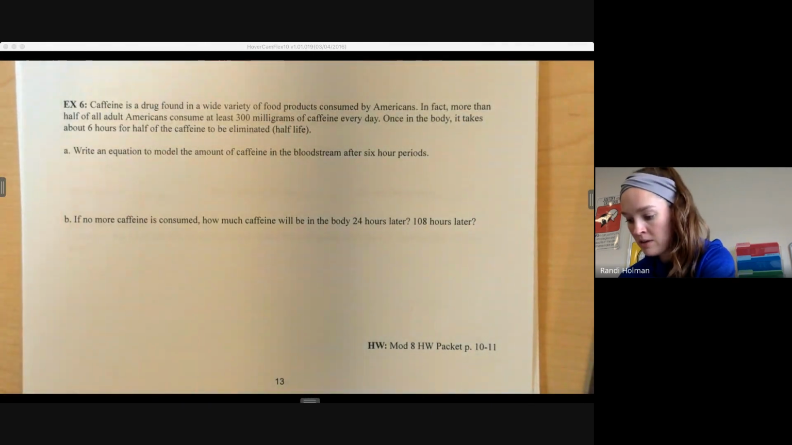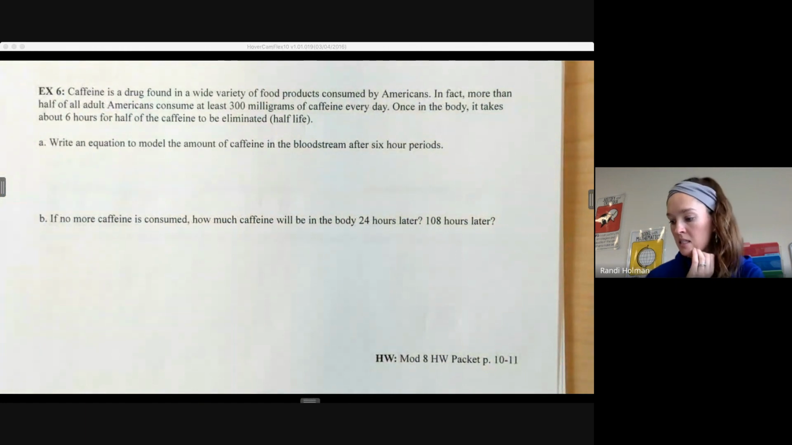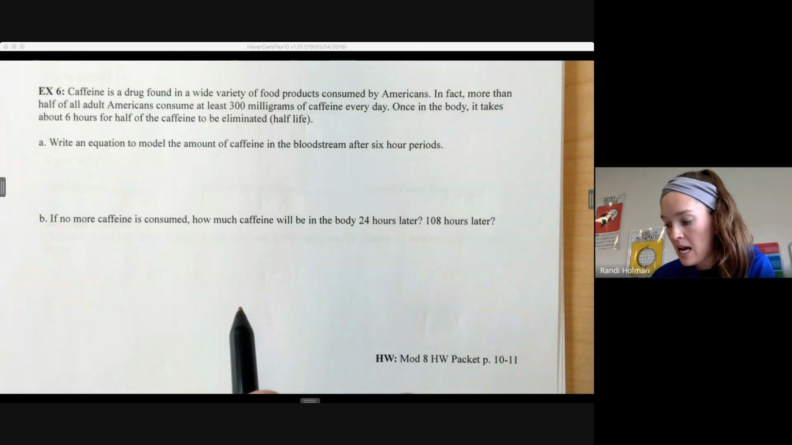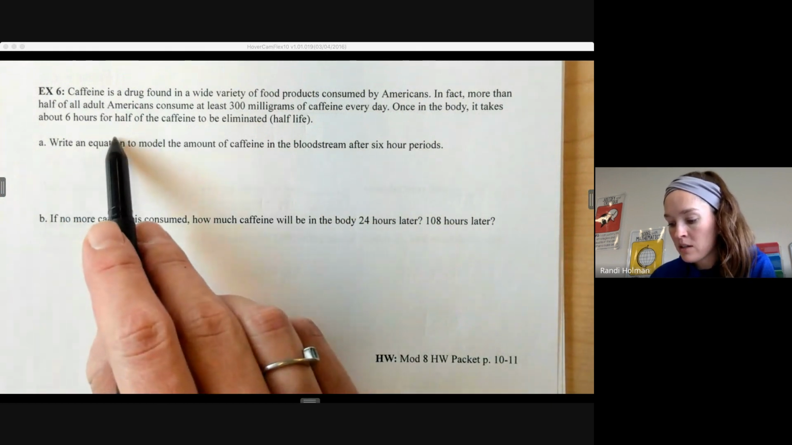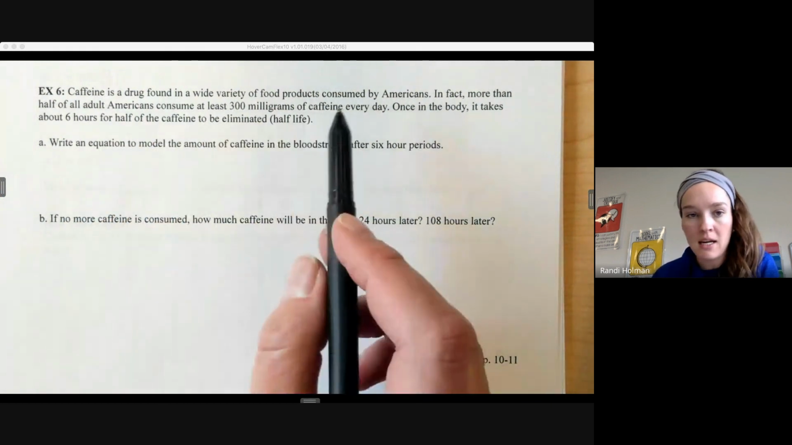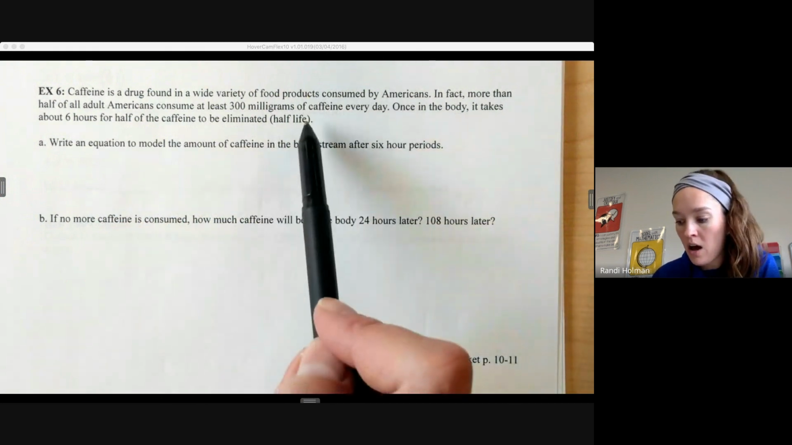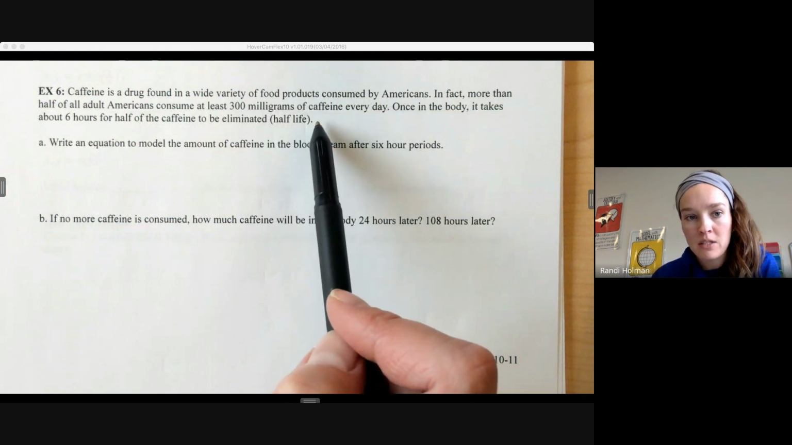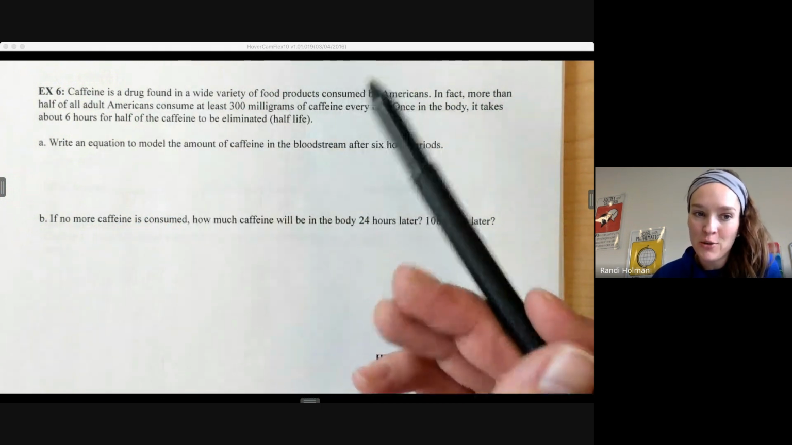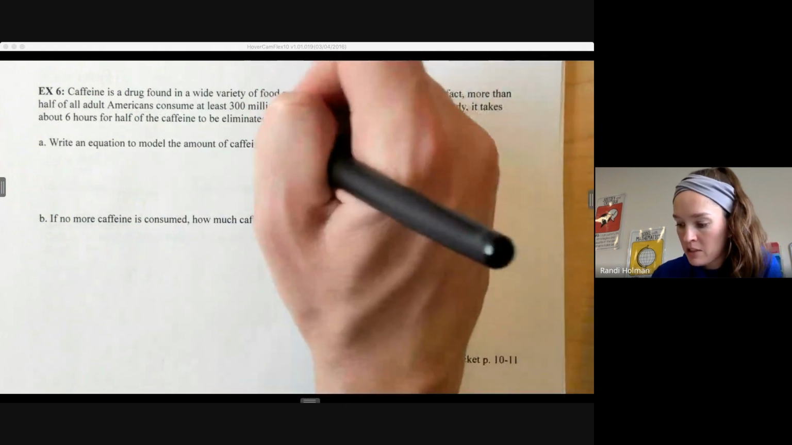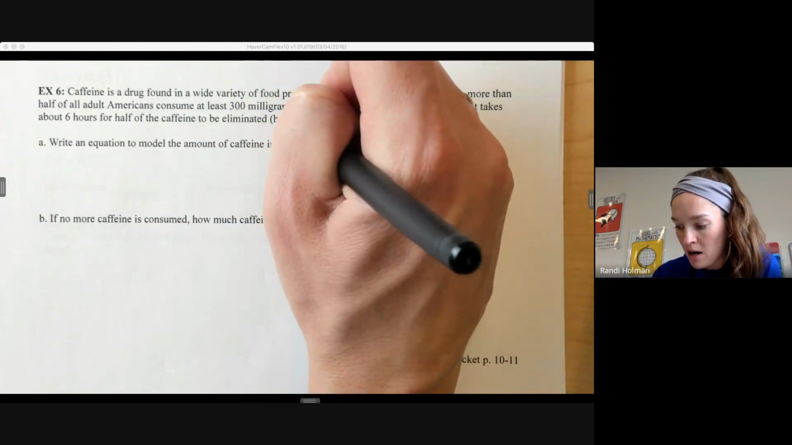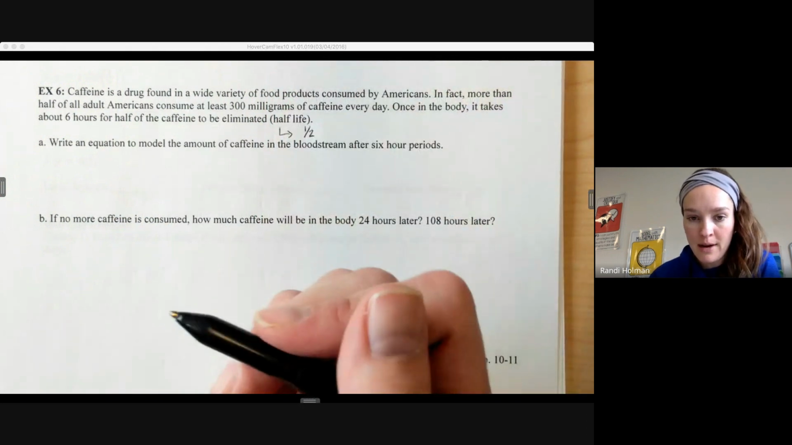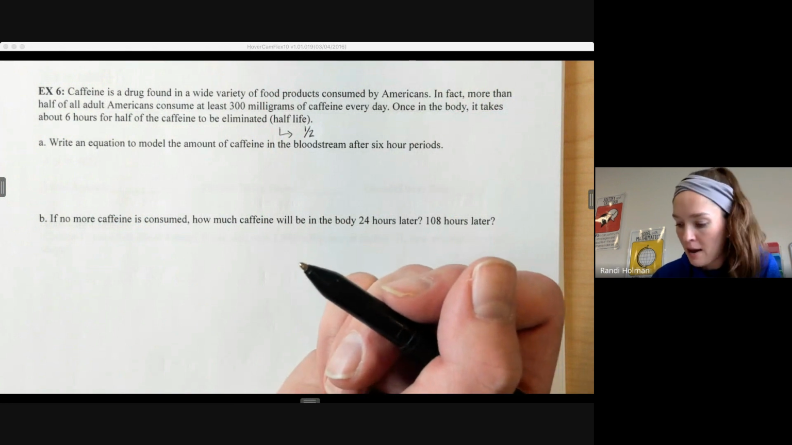Okay, very last one here, we're going to take a look at some caffeine. Caffeine is found in a wide variety of food products consumed by Americans. In fact, more than half of all adult Americans consume at least 300 milligrams of caffeine a day. Once in the body, it takes about 6 hours for half of the caffeine to be eliminated. So in science, we'll come across this a lot. We use it in dating and other things like that. This is called a half-life. So that means that you've lost half, but also you have half remaining. So anytime we're talking about this half-life, our decay factor is a half. You could still think of it as 1 minus a rate. It's 1 minus 1/2, which is also still 1/2.